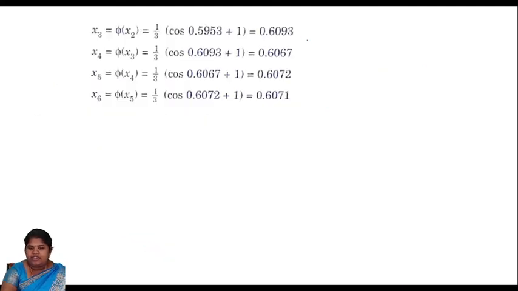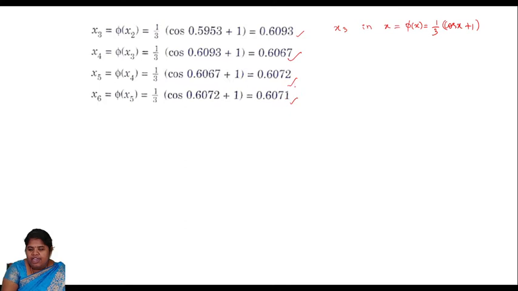So the value of x3 is 0.6093. Now substitute x3 in our expression, x is equal to phi of x, which is 1 by 3 (cos x plus 1). So now if we substitute x3, we get x4, and if we substitute x4, we get x5, and if we substitute x5, we get x6. So we should continue this procedure. This is said to be our iteration method.